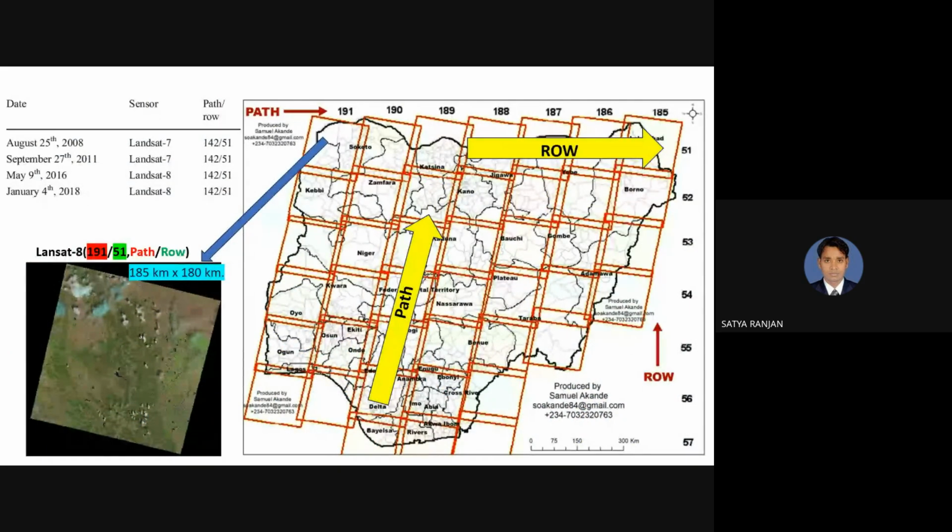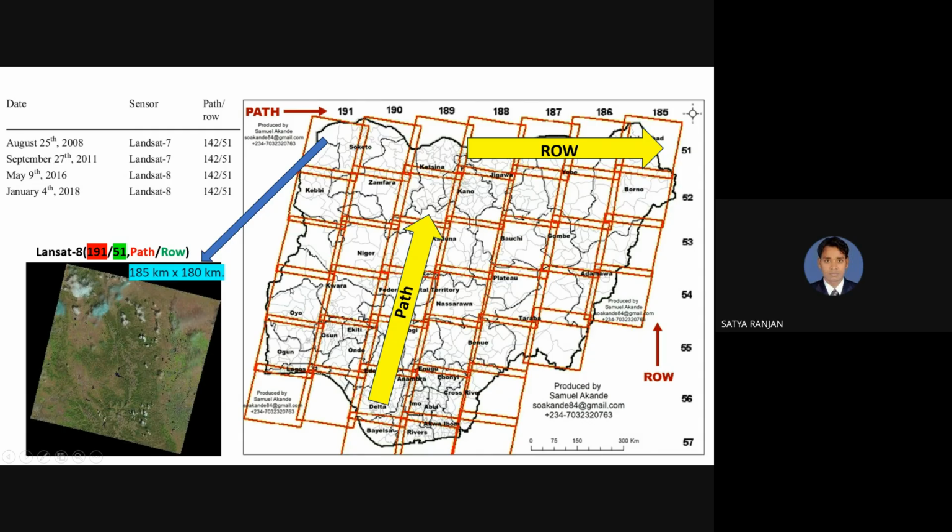So now we'll start with the row and path. Suppose one satellite is capturing some data, they are capturing in this way. So there is a path and row. There is a unique ID for each satellite image. All these satellite images are created by the satellite sensor with some tiles, square tiles or rectangular tiles. Each tile has some row and path information which is unique to each satellite image.